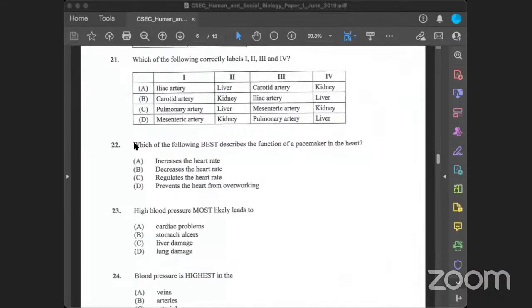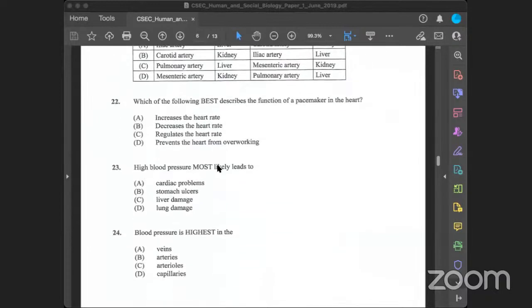Question 22. This one is a tricky one. The question is asking which of the following best describes the function of the pacemaker. Some persons want to say it increases the heart rate, but the pacemaker is not just increasing the heart rate, it's also going to drop it. So the best option is to say that it regulates heart rate, meaning it raises it, drops it, raises it, drops it, to make sure it's regular or at a level. So your answer there is 22C.